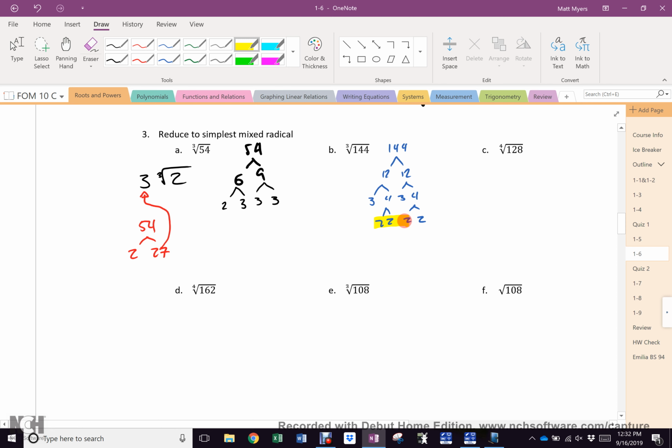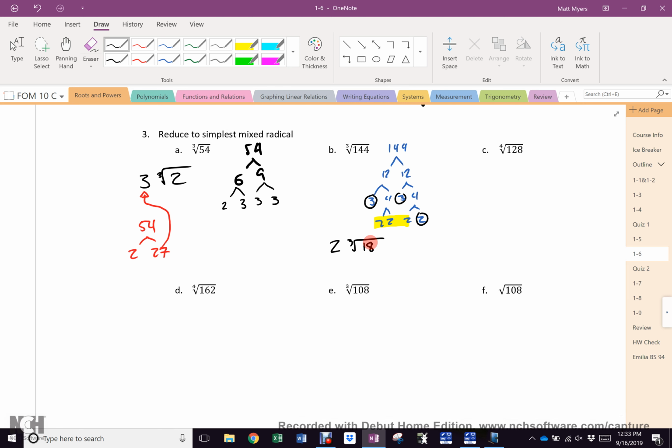There's 3 2s, right? So what do we get to bring out? 2. And what stayed under there? A 3, a 3, and a 2. What's 3 times 3? And what's 9 times 2? 18. Everybody see how it goes? Now, what about 128? What's different in C? I need a group of how much, Gerzil? 4. Does anything else change? I just break that down, and now I'm looking for groups of 4.